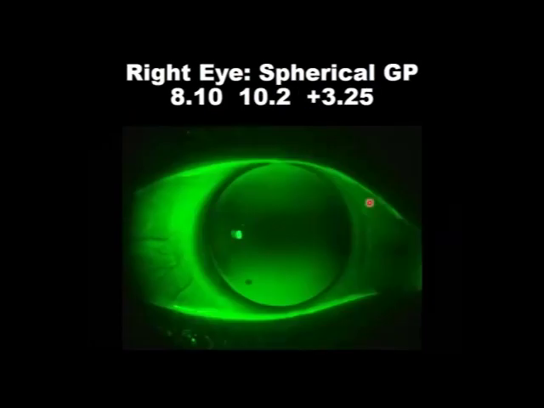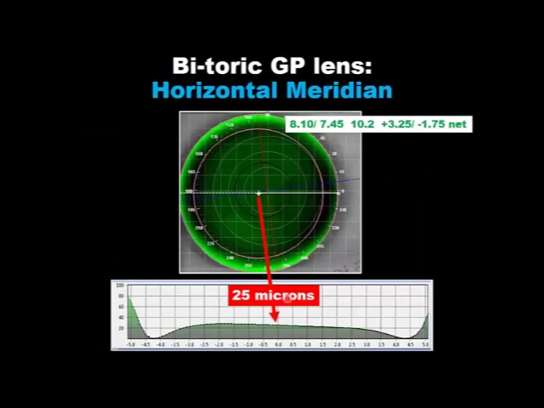And sure enough, this lens had decent alignment across the horizontal. However, it's that vertical meridian that is the challenge. We need a radius much steeper than 8.10 along that vertical meridian. So let's reconstruct the lens as a bi-toric with an 8.10 base curve along the flat, which was a good fit, a good relationship, but let's use a steeper base curve along the vertical.